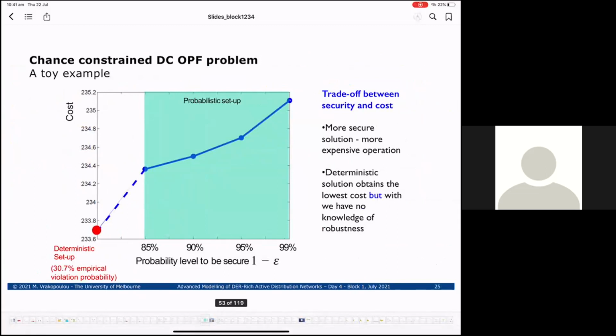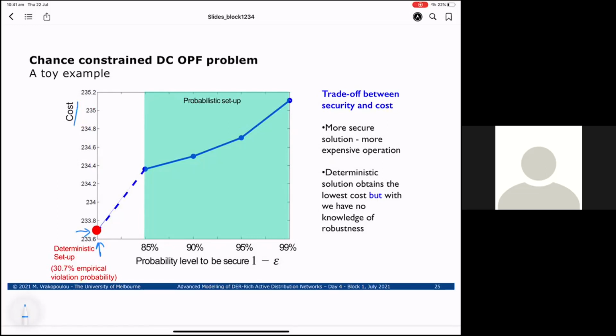Okay, and here, I guess this would be my last slide for this block. I would like to show in this graph for this specific example how the cost increased when you were moving from the deterministic setup where you didn't consider any kind of scenario. You didn't think that there is a forecast error. You just trusted your forecast. You solve the DC OPF problem, and you end up at this point.